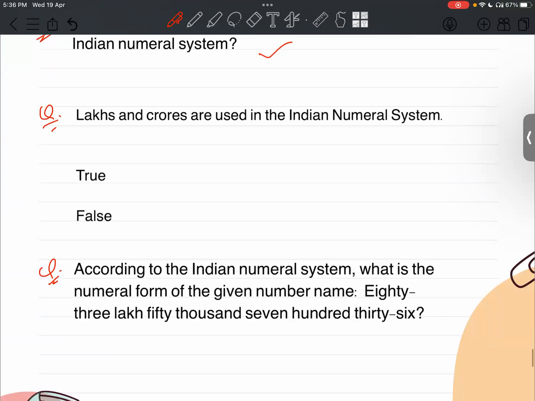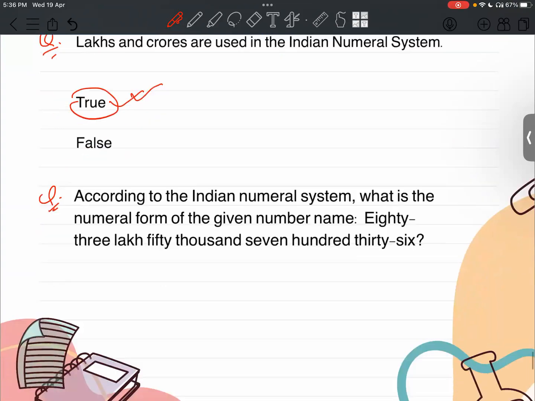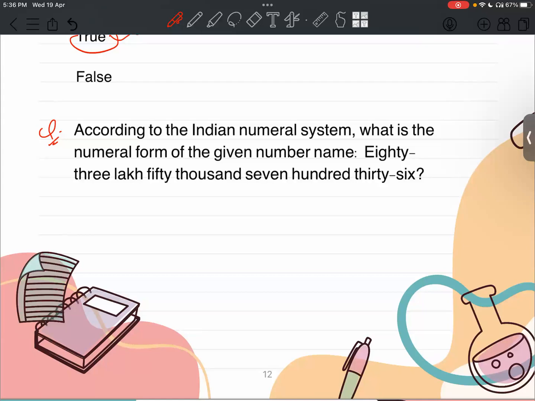Okay. This one is true false. Lakhs and crores are used in the Indian numeral system. What do you think of this? True, true, true. Yes. True. Very good.